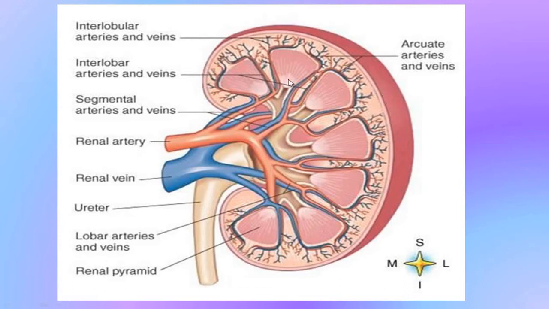As you can see in this figure, arteries and veins are running side by side, parallel to each other. So this is how blood is circulated in the kidney.